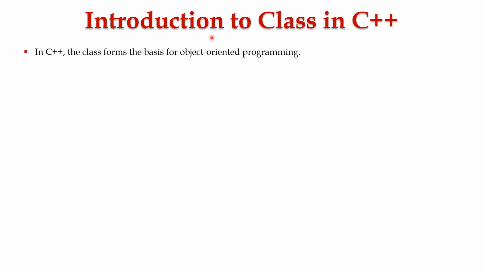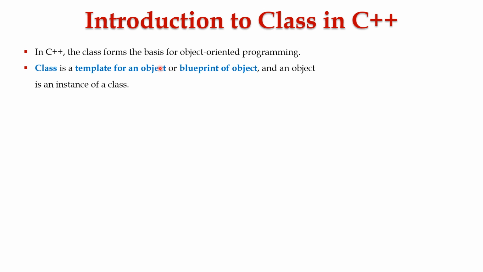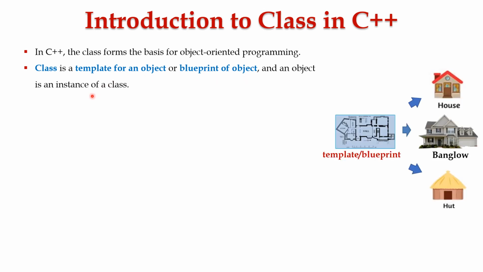As a part of introduction, we all know that class forms the basics for object-oriented programming. And class is a template for an object, or it is also called as blueprint of an object. And an object is always an instance of a class. The picture represents the analogy of blueprint to home.